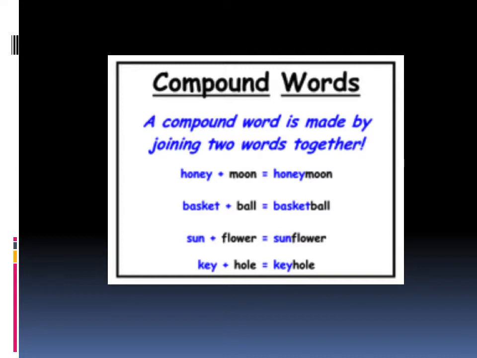Nouns can also be formed in compound words. Compound words are when you join 2 nouns together. For example, honeymoon, basketball, sunflower, and keyhole. One of the things I tell students is to see if they can see 2 words in 1 word, and that's a compound word.